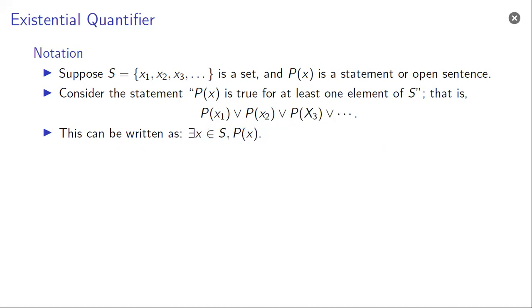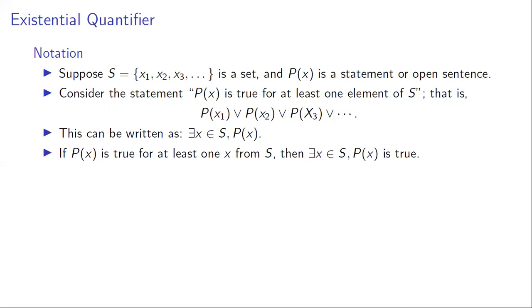Now, how do we know whether this statement is true or not? If P of X is true for at least one X from S, then the statement, there exists an X in S such that P of X, is a true statement. Otherwise, the statement is false, meaning if P of X is not true for any of the elements of S, then this statement is false, because this statement claims that P of X is true for at least one element of the set.